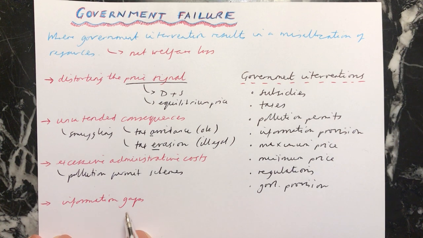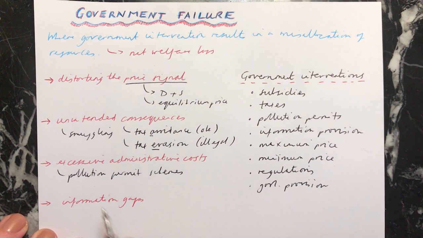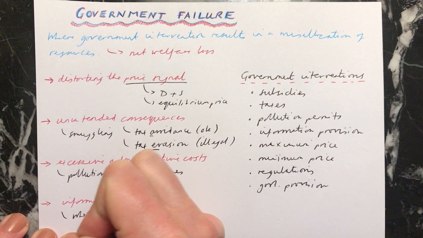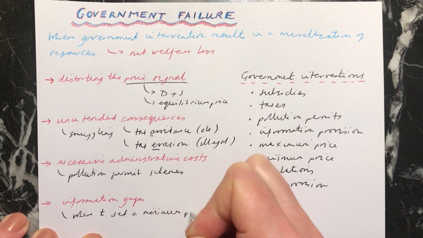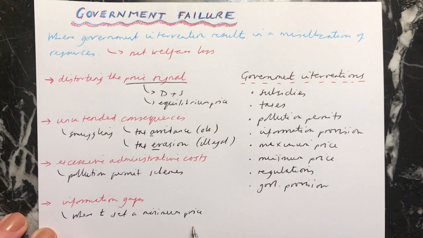The final problem that can occur when the government intervenes is that there may be information gaps. For example, where to set a minimum price. So for example, if the minimum price, that will be above the equilibrium price, if this price is to protect producers and to make sure that they're paid enough, is the minimum price high enough? Perhaps the government don't have enough information in order to set this at the right place. The same with a maximum price. Is the maximum price too low? Should it be higher? Or vice versa?